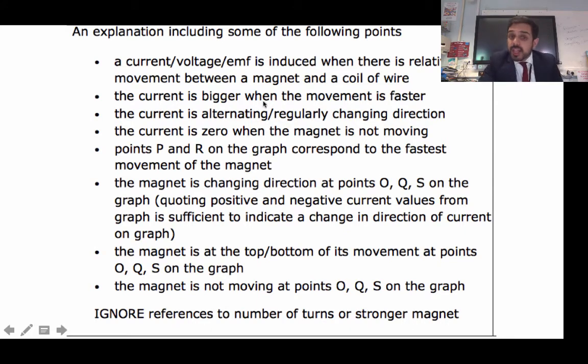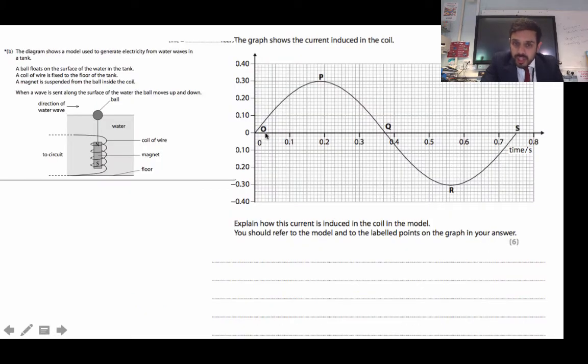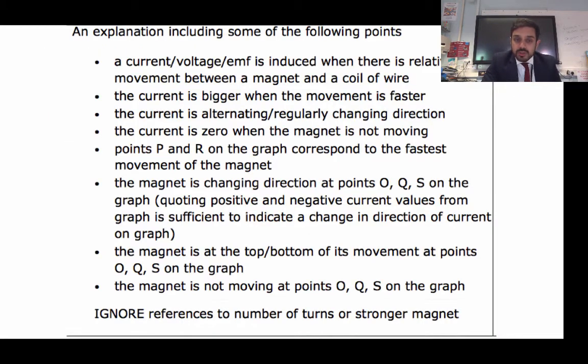The current is bigger the faster the movement. The current is alternating, and this is what I haven't discussed. Direct current goes in one direction, but because that magnet kept going up and down, that's an alternating current. The current is zero when the magnet is not moving. So here, at any point here and there, the ball wasn't bopping up and down, it was completely still, so there was no current induced. And then it just talks about some different parts of the graph and what's actually occurring.